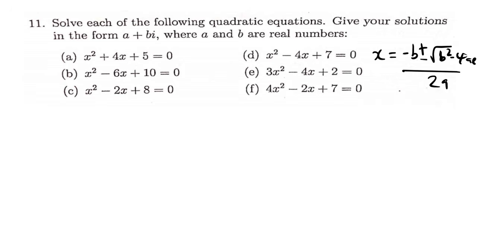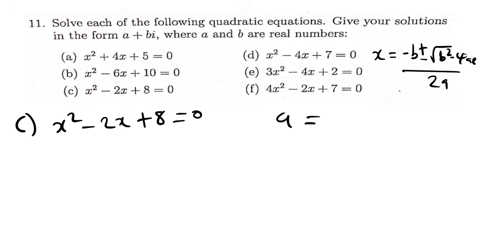So if you're going to solve the other ones, it's the same thing. If we're going to talk about C, x squared minus 2x plus 8 is equal to 0. So you just have to say what A is. A in this case is 1, B in this case is negative 2, C in this case it is 8. Then you just solve. So in this case x is equal to negative B.